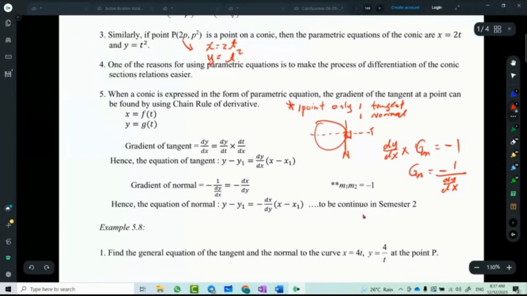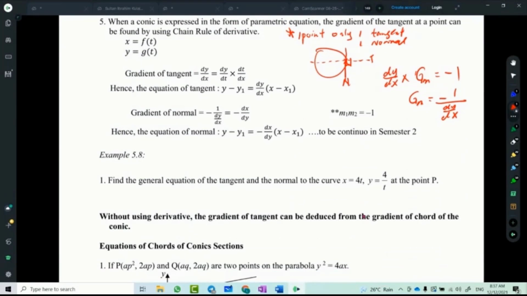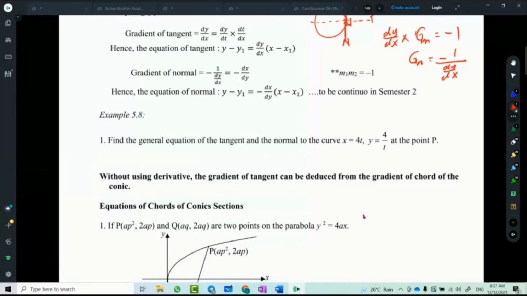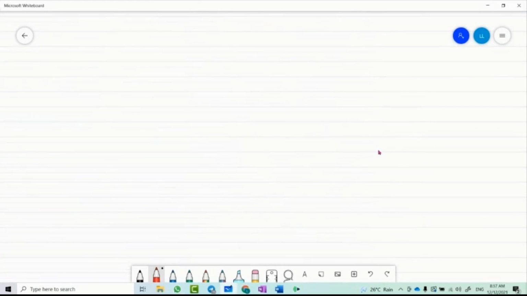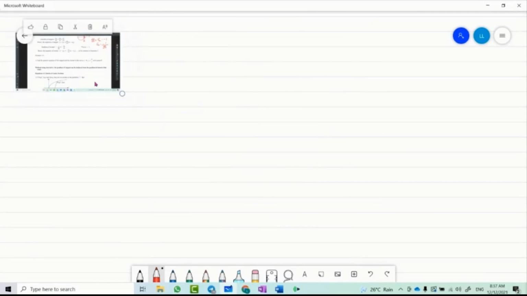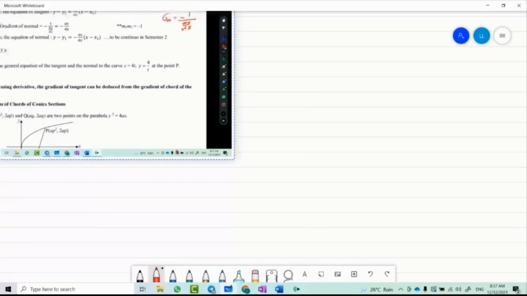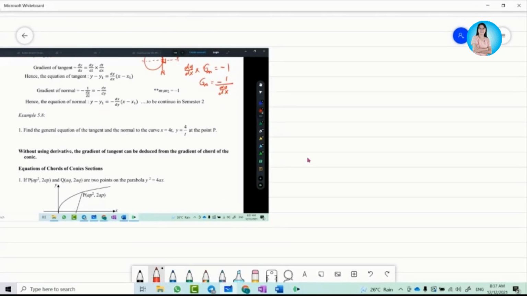Alright, so now we go to an example. I give you one example only, using the chain rule, and later we are going to use another method. Chain rule you have already learned in Form 4 and Form 5. Okay, find the general equation of the tangent and normal. First, you must find the tangent. You can't find the normal first, because the normal comes from the tangent.